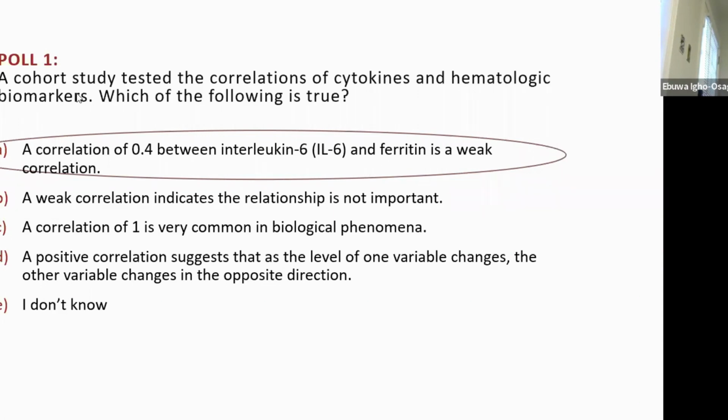Anybody? Feel free. Hello. Yeah, go on. I actually chose B. Based on the question, I looked at it this way: if there is a weak correlation between the cytokines and hematologic biomarkers, then the relationship should not be considered important. Oh, nice, that's how I looked at it. But having a second thought after choosing the option, I noticed my answer should have been A.